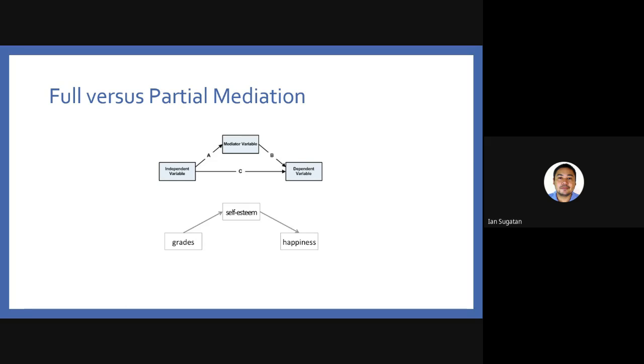Let's concentrate more on the mediator. The effect of the independent variable on the dependent variable can become non-significant when the mediator is introduced simply because of the trivial amount of variance that is explained.